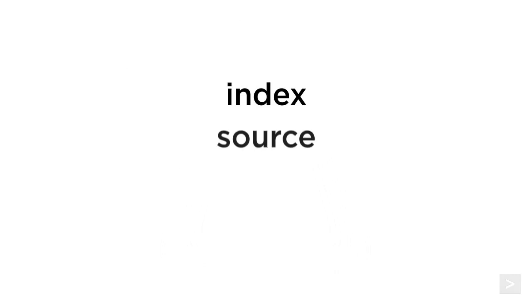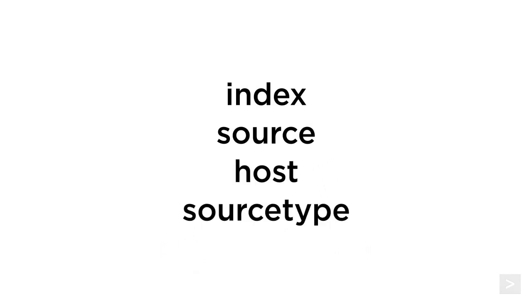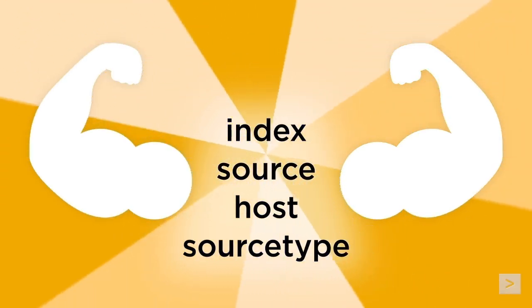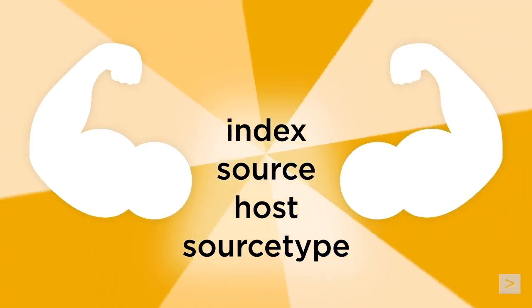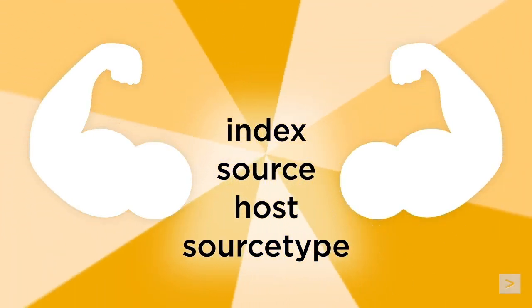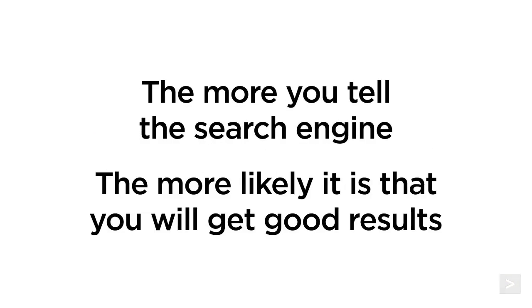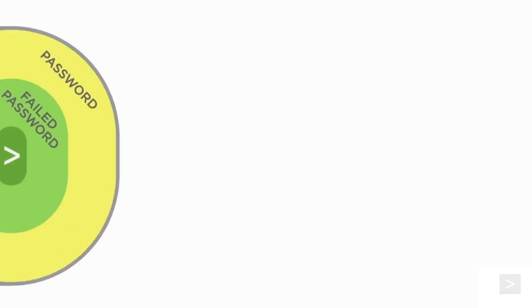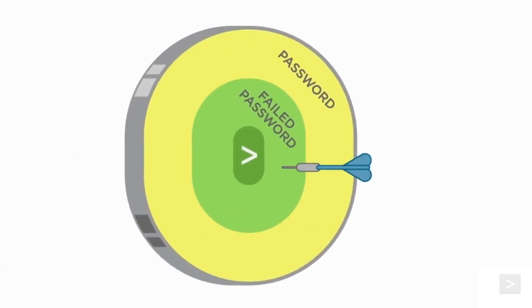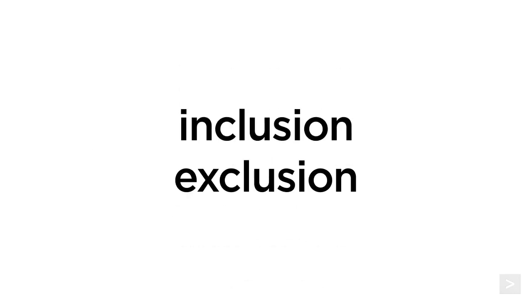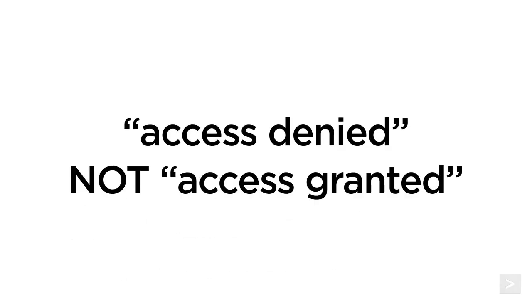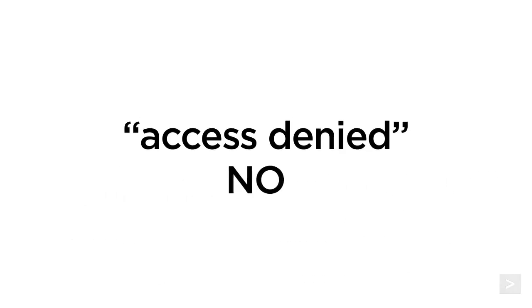After time, the default fields of index, source, host, and source type are the most powerful. These fields are extracted at index time, so they will not need to be extracted for each search. The more you tell the search engine, the more likely it is you will get good results. It's better to search for failed password instead of just password. Inclusion is generally better than exclusion. Searching for access denied is better than searching for not access granted.